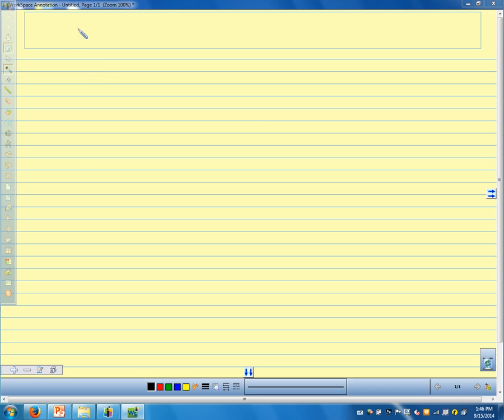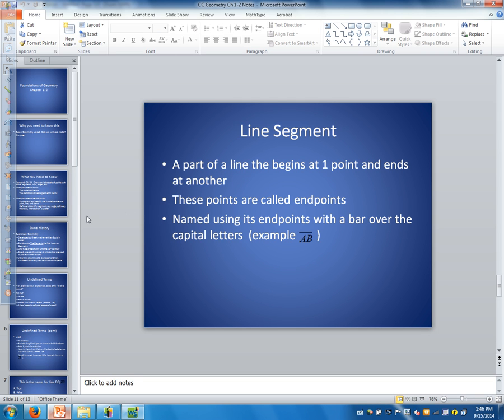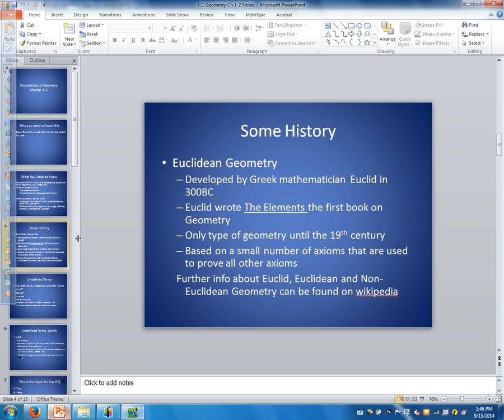Right, so we're in section 1.2. Let's get started, guys. And I'm going to call it Foundations. I'm not going to go through the PowerPoint, but I'm going to grab some pictures from the PowerPoint.